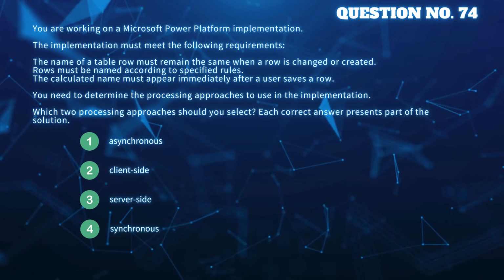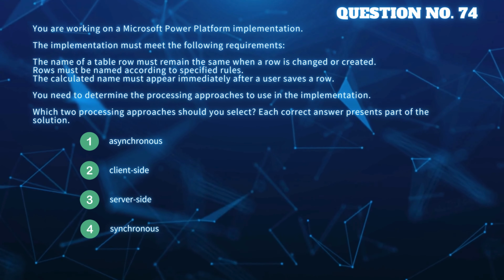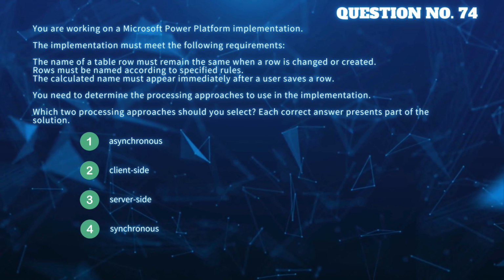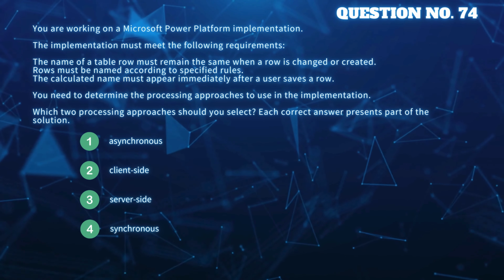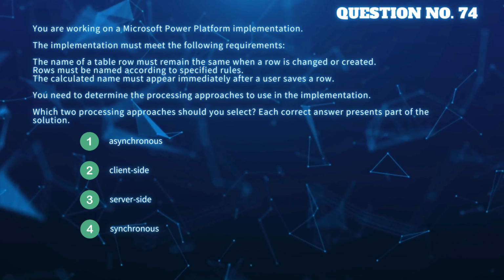You are working on a Microsoft Power Platform implementation. The implementation must meet the following requirements. The name of a table row must remain the same when a row is changed or created. Rows must be named according to specified rules. The calculated name must appear immediately after a user saves a row.